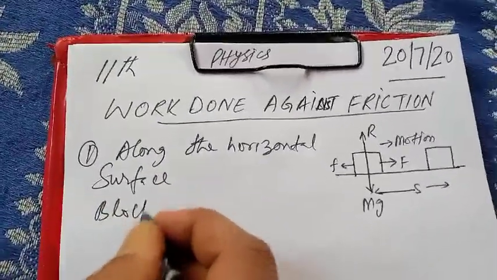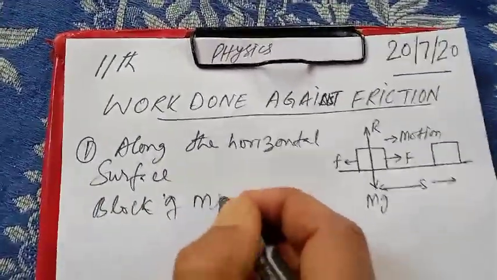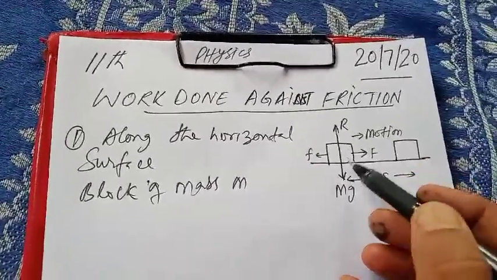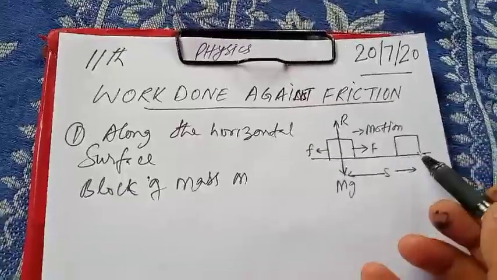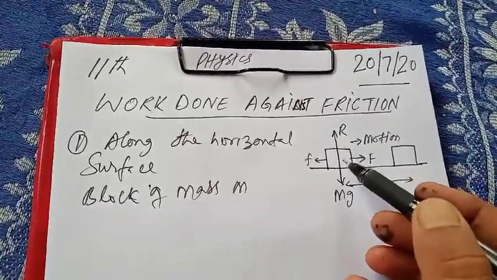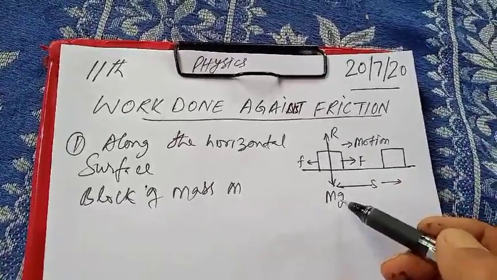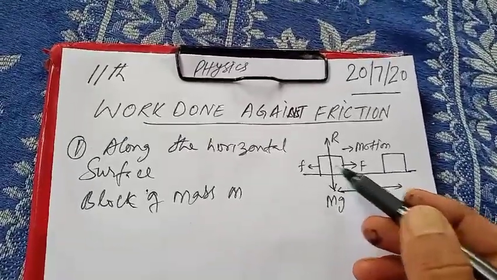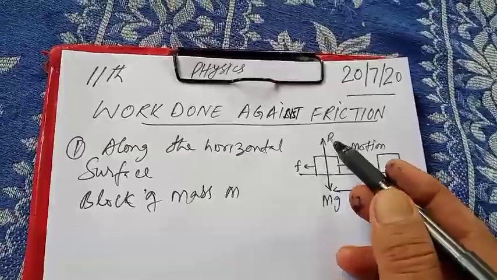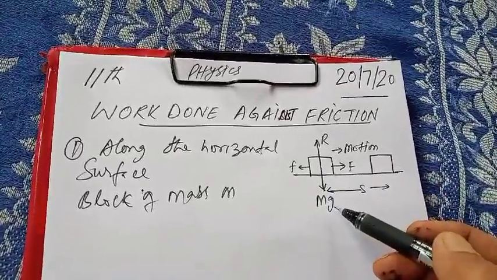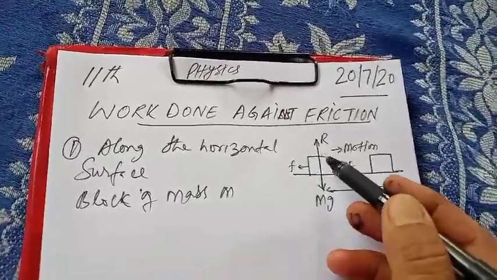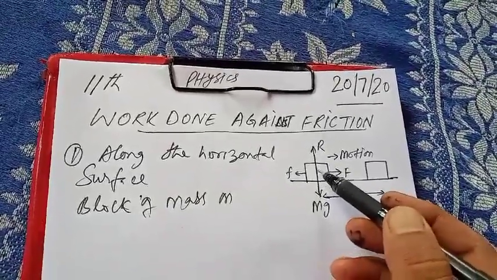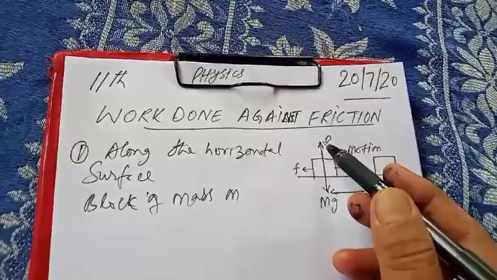For that, we will consider a block of mass m. Block of mass m moving along the horizontal surface. The weight of the block, mg, is acting vertically downwards. As per Newton's third law, we will get a reaction force which is equal in magnitude to the weight mg and acts in the opposite direction. That is, it acts perpendicular to the surface vertically upwards.